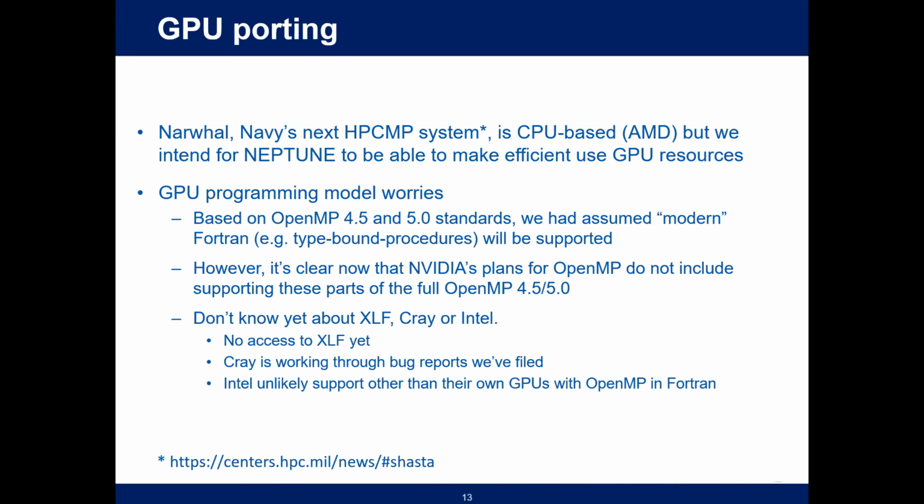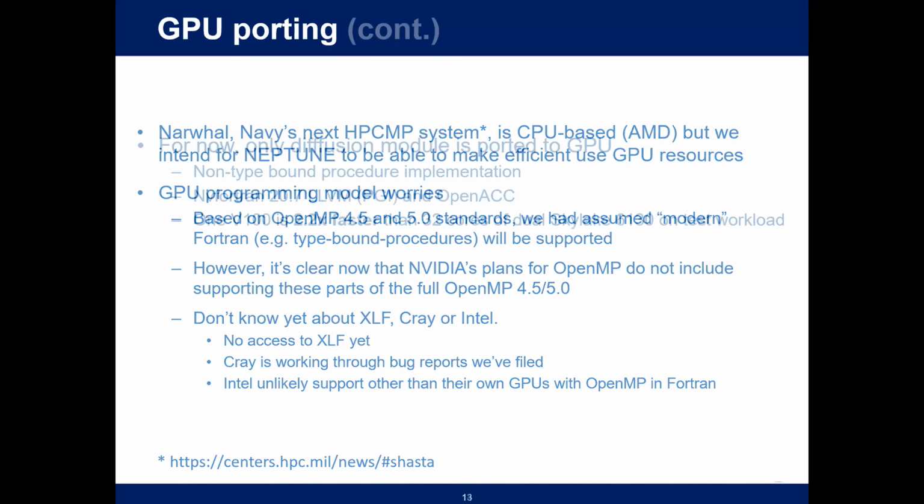We need to test this on some of the other compilers. We don't know yet about the IBM, Cray, or Intel compilers. Intel is unlikely to support other than their own GPUs with OpenMP and Fortran. Cray right now is having a little trouble just parsing and generating code for regular Fortran 2008. We've supplied some bug reports, and those are in the process of being fixed. I don't have access to an IBM compiler yet, working on that.